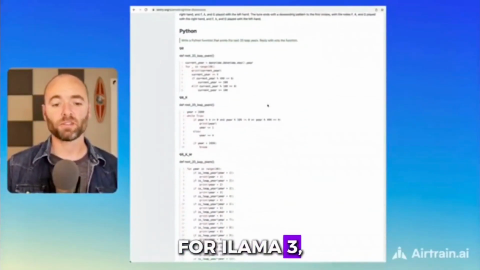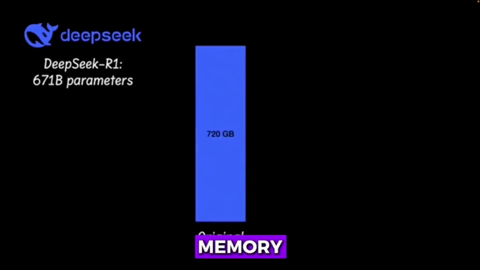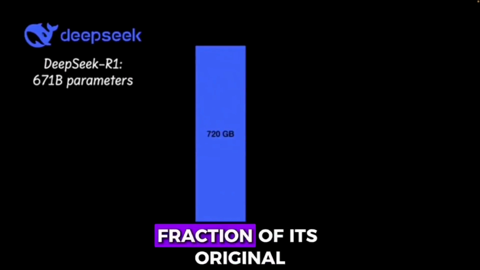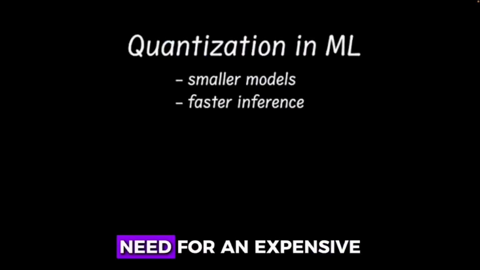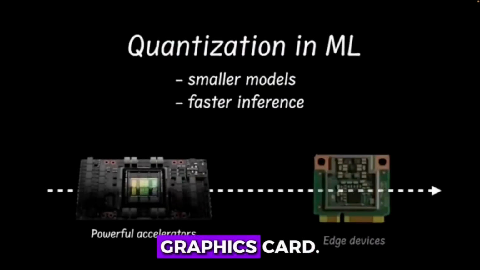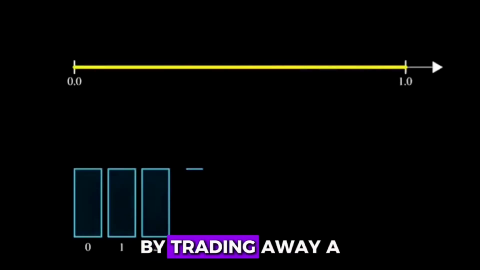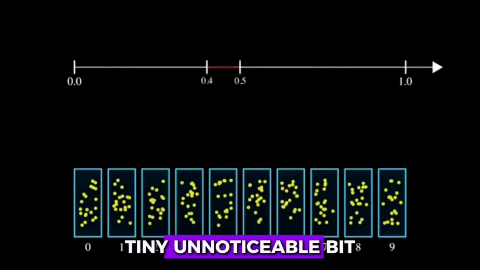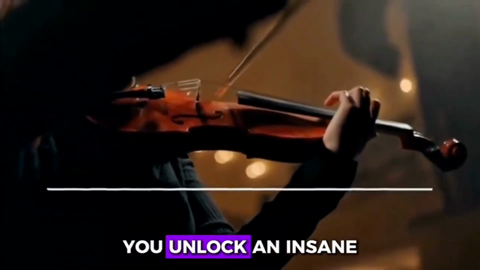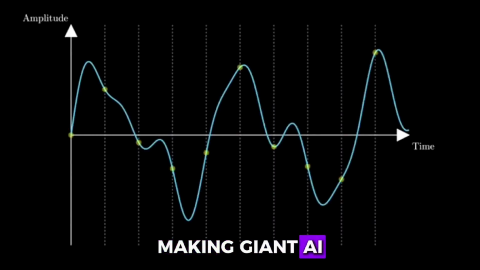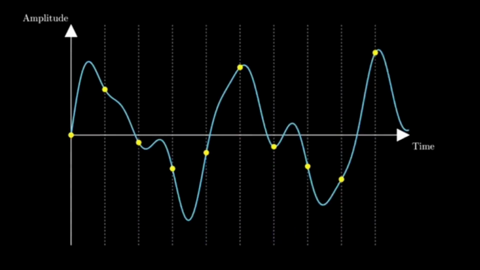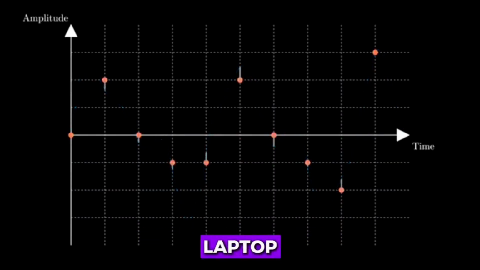For LLM 3, this is huge because it drops the required video memory, VRAM, to a fraction of its original size. You completely bypass the need for an expensive, high-end graphics card. By trading away a tiny, unnoticeable bit of accuracy, you unlock an insane boost in speed, making giant AI practical enough to run straight off your everyday laptop.